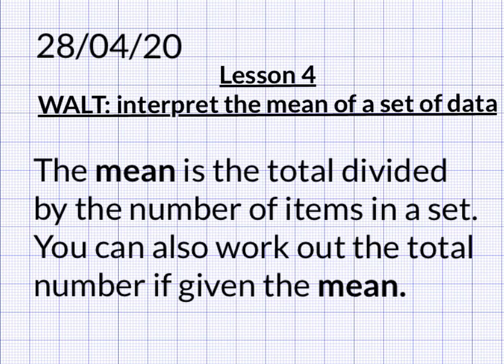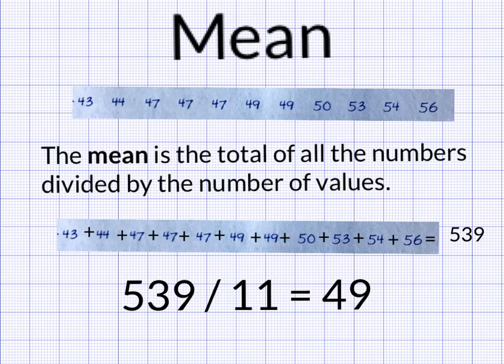This is lesson 4, and today we are looking at just interpreting the mean of a set of data. The mean is the total divided by the number of items in a set. You can also work out the total number if given the mean. Finally, we're looking for the mean.